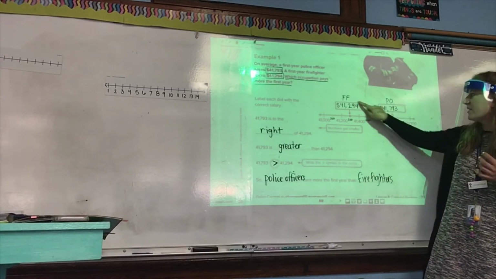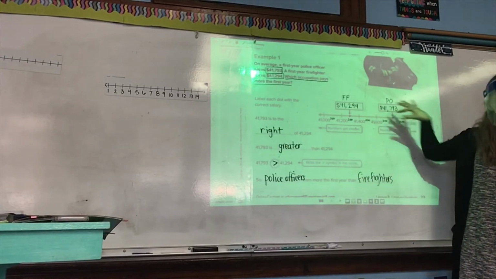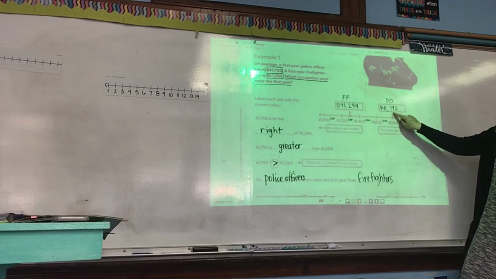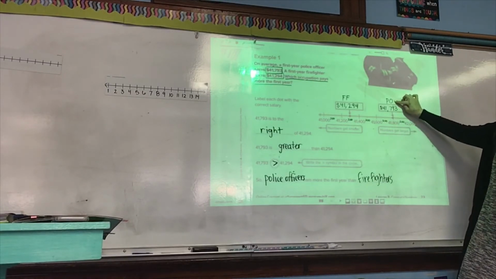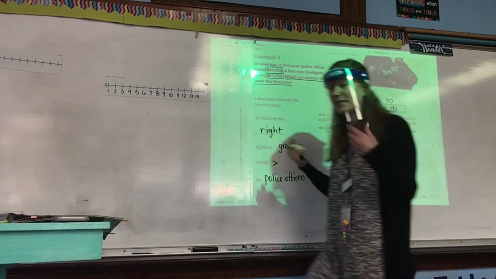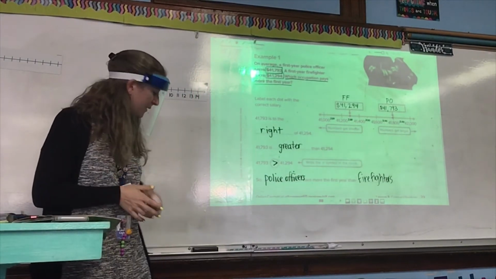That's why I labeled the numbers with what they were, so that when I got here, if I forgot the information, I could look back quickly and I know 41,793 is greater. And I know, since I put this PO, that that's the police officer's salary. So that's why I say always label your numbers with what they are. What do those numbers stand for?